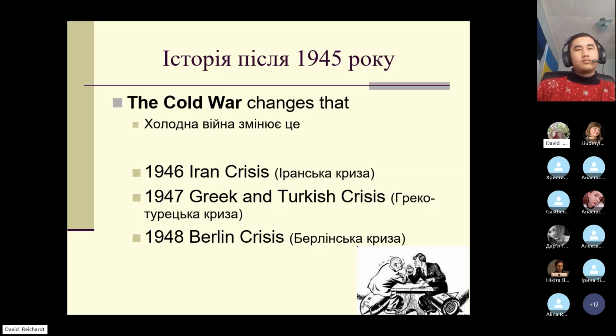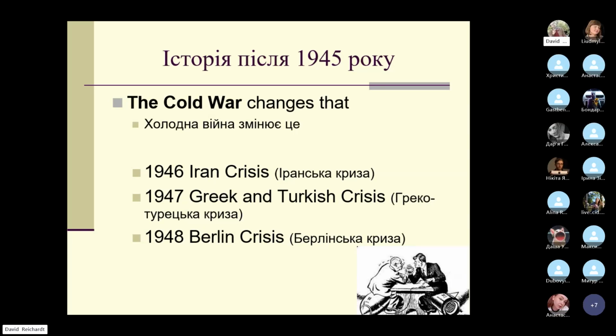In 1947, there was a Greek and Turkish crisis. What was that? Well, there was a real worry that the Greek communists and the Turkish communist party were going to take control of Greece and Turkey. And they were doing it with money and support from Moscow. That the communists in Greece and Turkey were going to win. And so the Americans said, oh no.